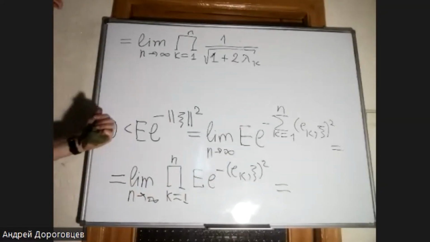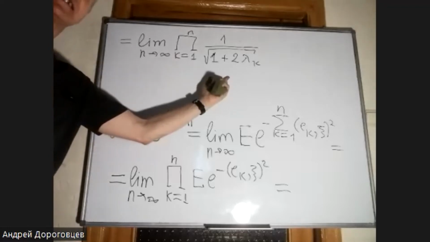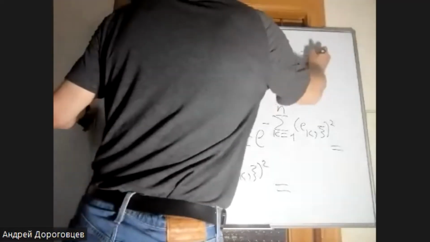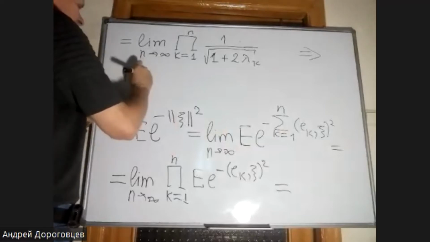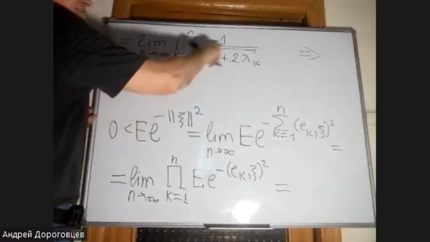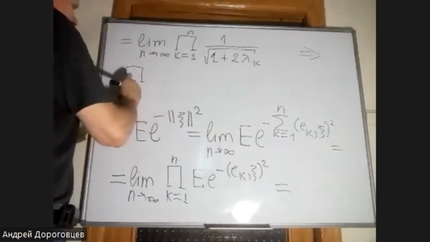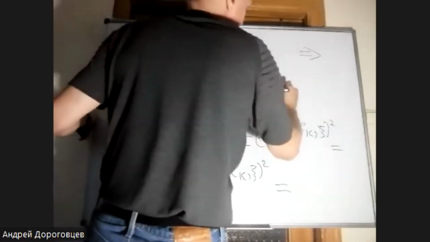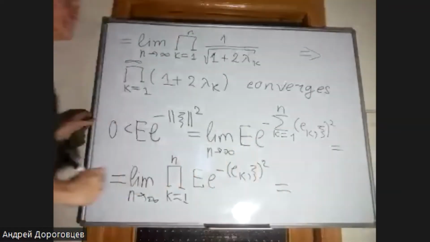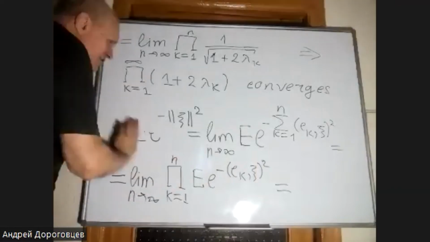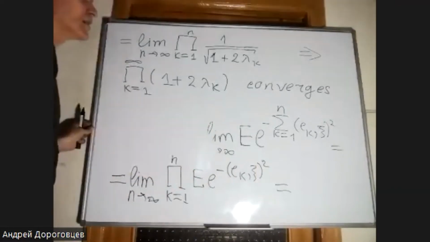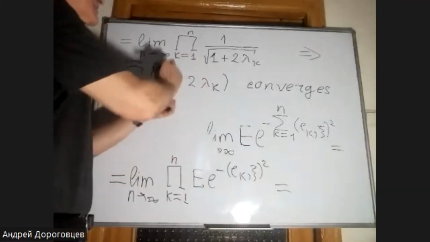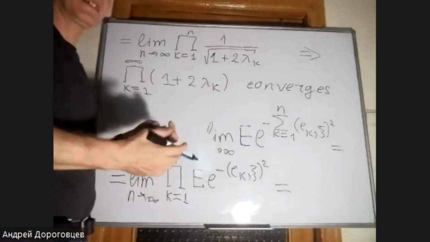So what we have is that this limit exists and is greater than 0. It means that the following infinite product, with 1 plus 2 lambda k in the denominator under the square root, from k to infinity, converges. Hence, this should be in some power: 1 plus 2 lambda k should be in power minus 1/2. I said that if we have here a limit of such, then we can put the square root outside and we can say that, okay, sorry.